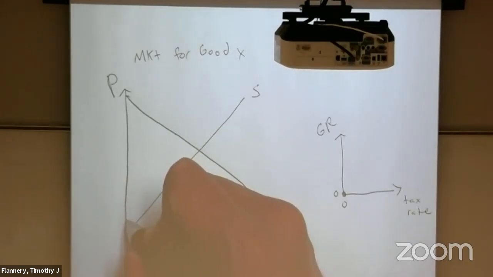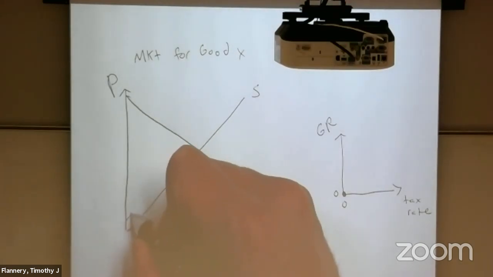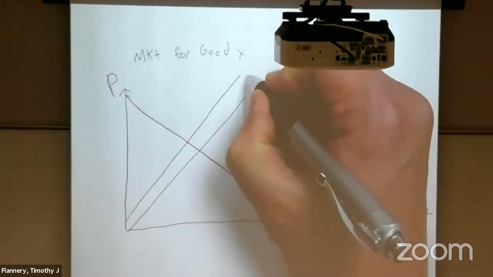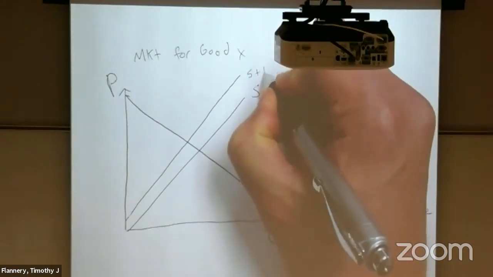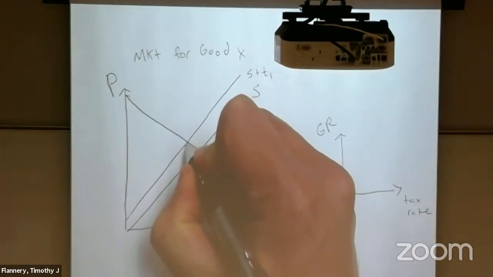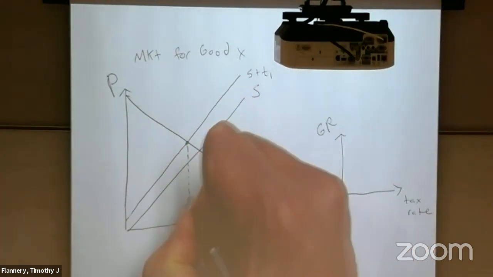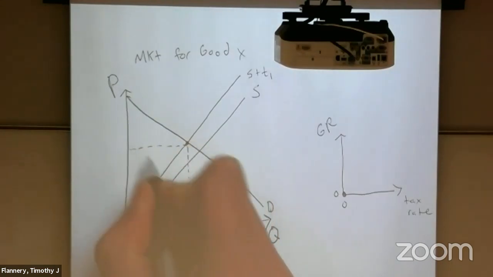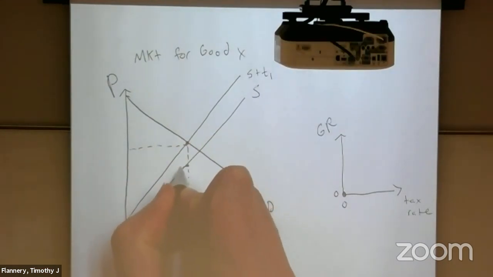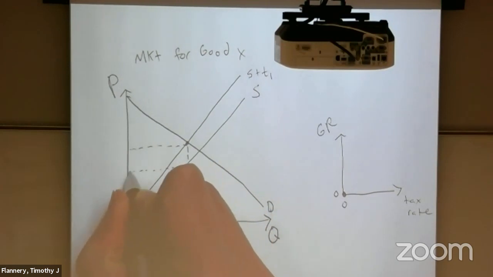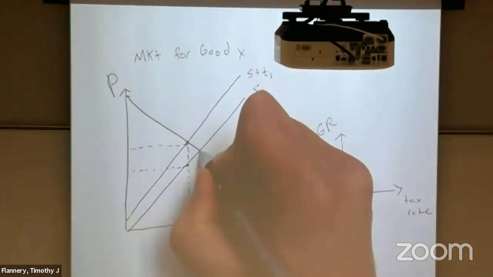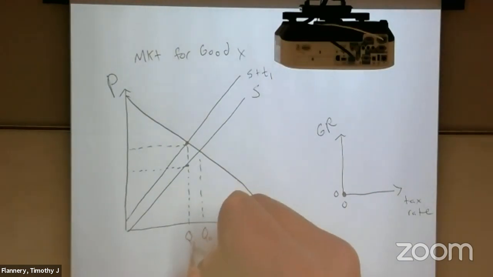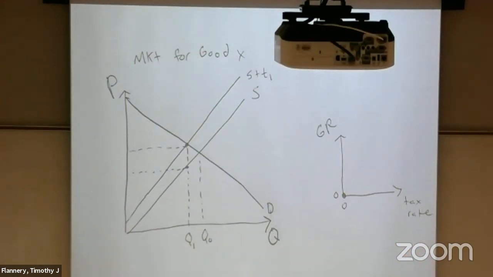And we'll call it T1. And we're going to just tax the sellers, because taxing sellers is usually easier than taxing buyers. So this is S plus T1. Didn't draw it perfectly. I will do my best to draw these, but it gets hard. So this was Q0, right? This is the tax where the tax rate is 0. I'll call this Q1. This is the quantity with T1.